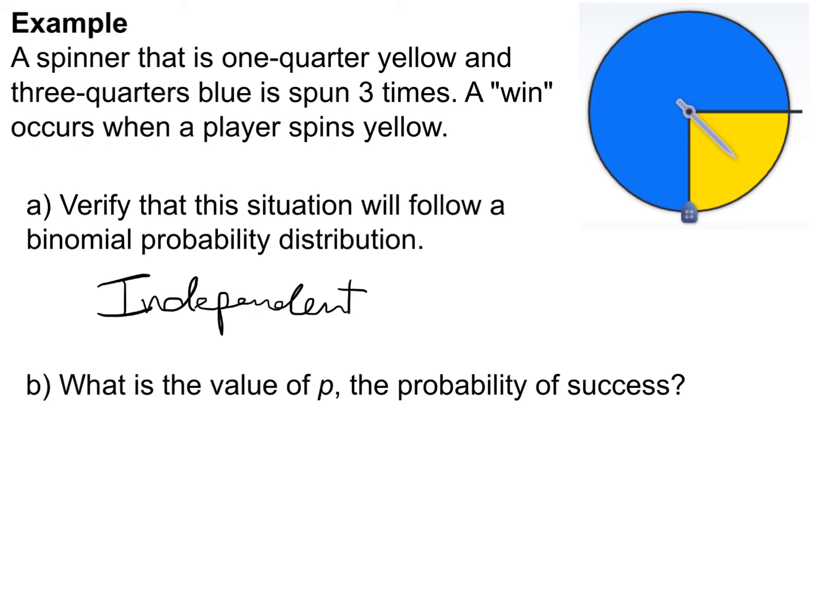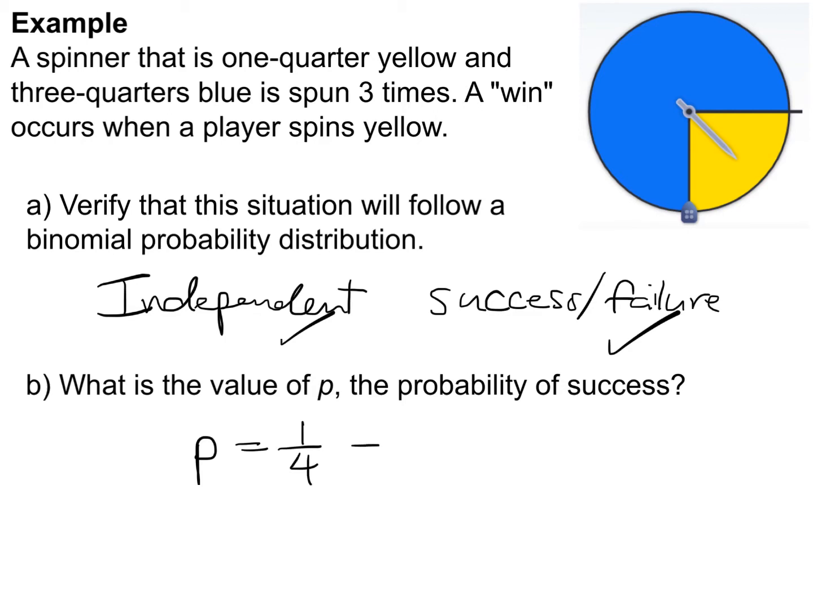And it's success or failure, right? So those are the keys. Okay, both of those things fit. So we know that this is going to follow a binomial probability distribution. So what is the value of P? Well, remember, P is just the probability of success. In this case, there's just a 1 in 4 chance of winning. And we can simplify that to 0.25. That's going to come in handy when we do our calculations.